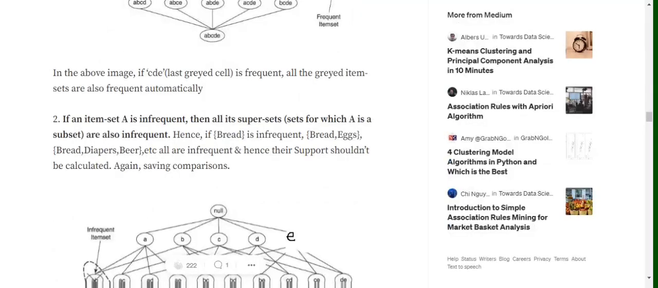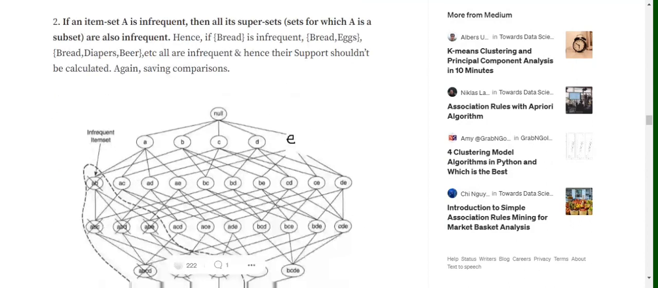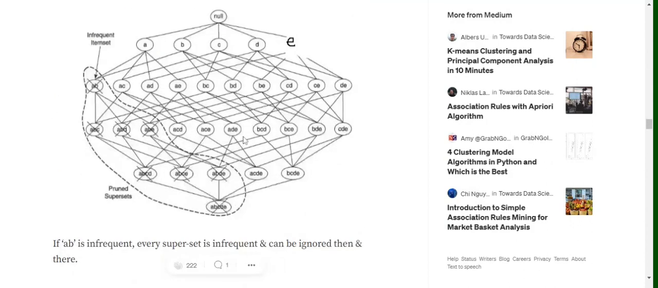Similarly, if an item set A is infrequent, then all its supersets are also infrequent. So it's just the opposite of the first rule. If we figure out a subset like, for example, AB is not frequent, its support is less than the support threshold, then all the supersets that we form, any element getting included in this particular set, ABC, ABD, ABE, that has AB as a subset, would also be infrequent and can be rejected instantly.